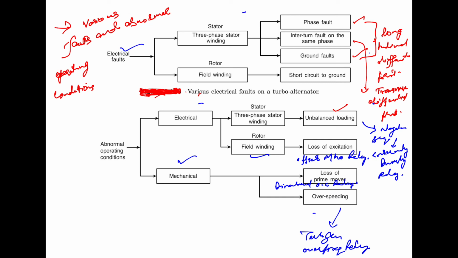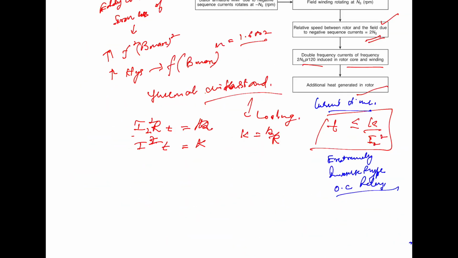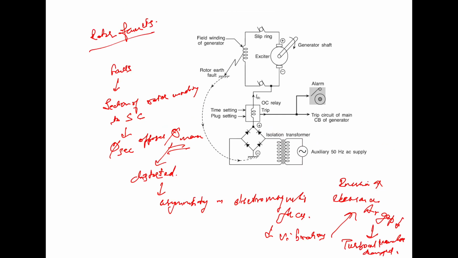So this is about this lecture. We have the electrical faults and abnormal operating conditions. For the electrical faults in the three-phase stator windings, phase and ground faults are catered by the longitudinal differential protection. Interturn faults are catered by the transverse differential protection. Then we have the short circuit to ground, which is catered by the scheme that we have discussed.